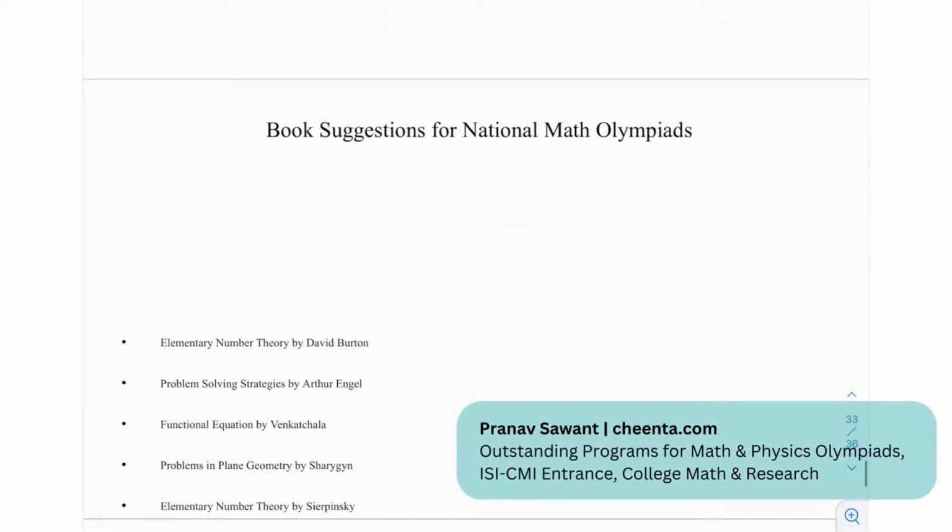Okay, so moving on with some book suggestions for National Mathematical Olympiads: Elementary Number Theory by David Burton, Problem Solving Strategies by Arthur Engel, Functional Equations by Venkatachala, Problems in Plane Geometry by Sharygin, and Elementary Number Theory by Sierpinski.